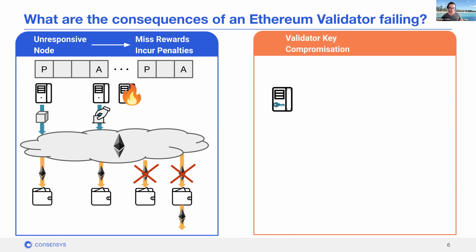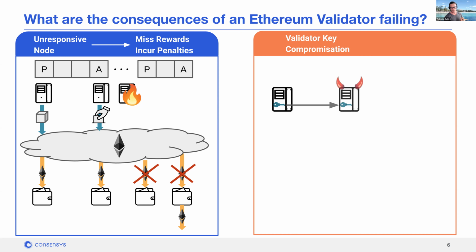One thing before diving into it, I want to remind you that in Ethereum there are two types of keys. One is the withdrawal key, which is used to withdraw the stake when this becomes available. Another one is the signing key, which is used just to sign attestations. So let's assume that just the validator key is compromised, not the withdrawal key.